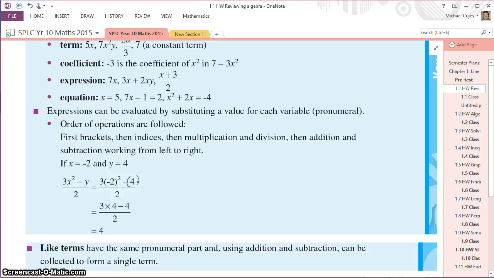Then they've continued, -2, when I square it, two negatives make a positive, so that became 4, so 3 by 4 is 12, minus 4 is 8, all divided by 2 is 4. That's how they got the number at the bottom there.